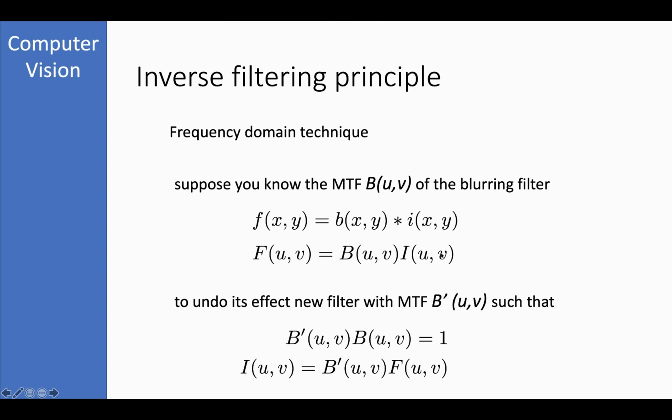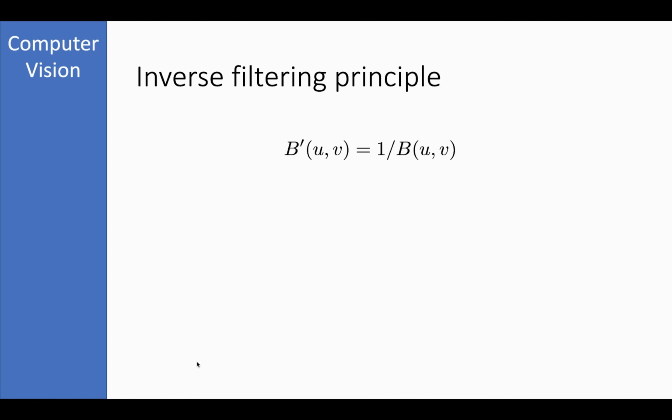So to undo the effect of the filter B, what we can do is use a new filter with the modulation transfer function B prime, such that if I multiply B prime with B, I get the identity. So multiplying F with B prime, I should get the input image, the sharp image that I was looking for. A very simple idea would be to use B prime equals 1 over B.